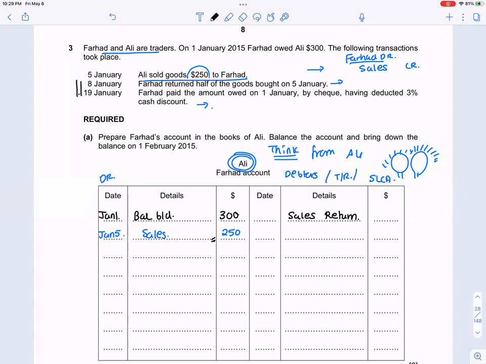You record sales return on the other side because sales was on the debit side. On the 8th of Jan. Amount? 250. Half of it, so 250 divided by 2, 125.